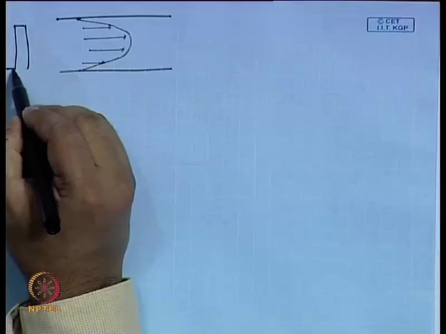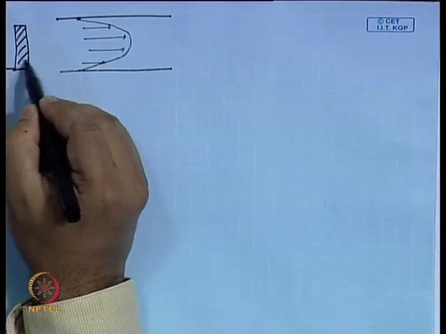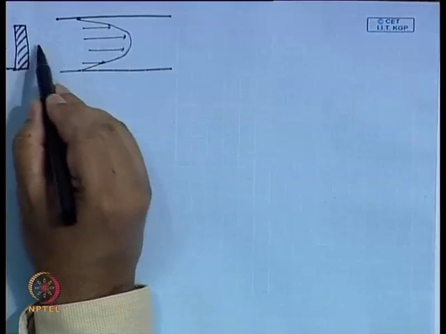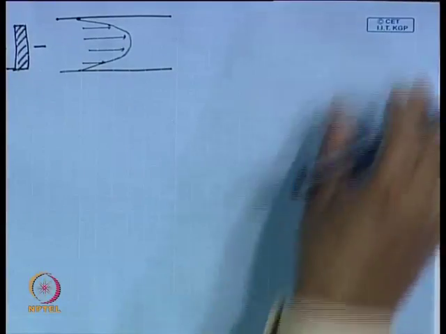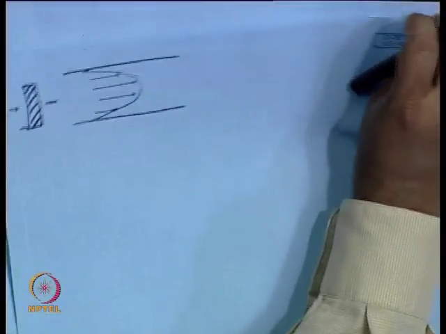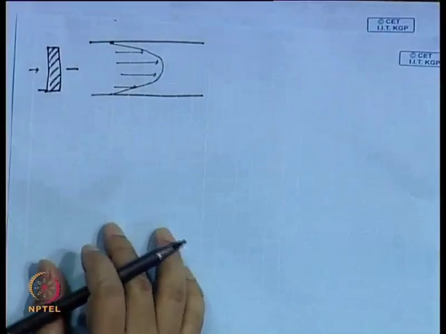So, suppose this is the pulse, this pulse is injected. You understand how a pulse is injected? That means, I have a tube through which water is flowing, okay, at constant velocity.